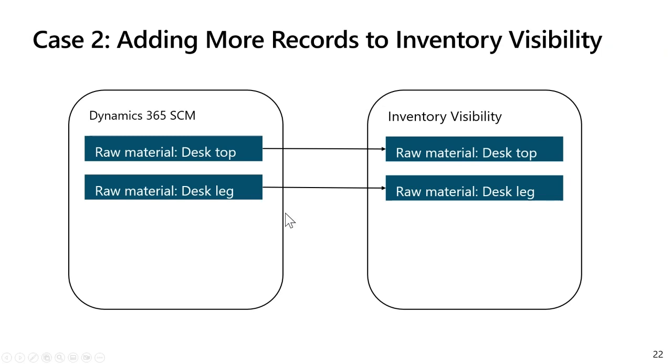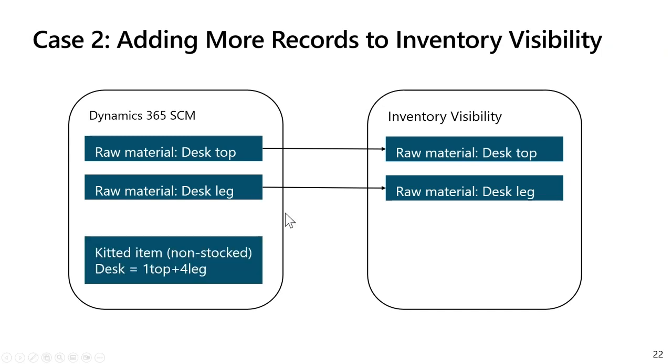But then we have a kitted item as desks. So a desk should consist of 1 top and 4 legs. A desk is a non-stock item. As a result, it will not be put into the table that is being sent to inventory visibility service. So is it possible to make calculations inside Dynamics 365 supply chain management on the available number of desks to be sold and synchronize them to inventory visibility as well?